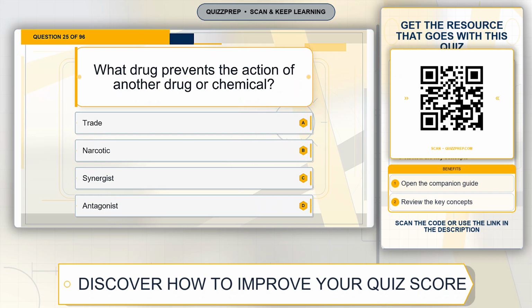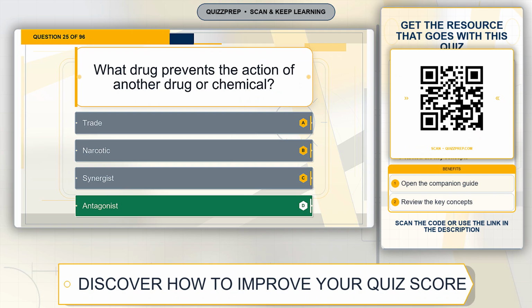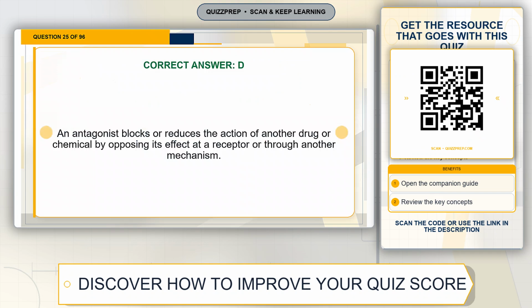Question 25. What drug prevents the action of another drug or chemical? Option A, trade. Option B, narcotic. Option C, synergist. Option D, antagonist. The correct answer is option D, antagonist. Explanation. An antagonist blocks or reduces the action of another drug or chemical by opposing its effect at a receptor or through another mechanism.